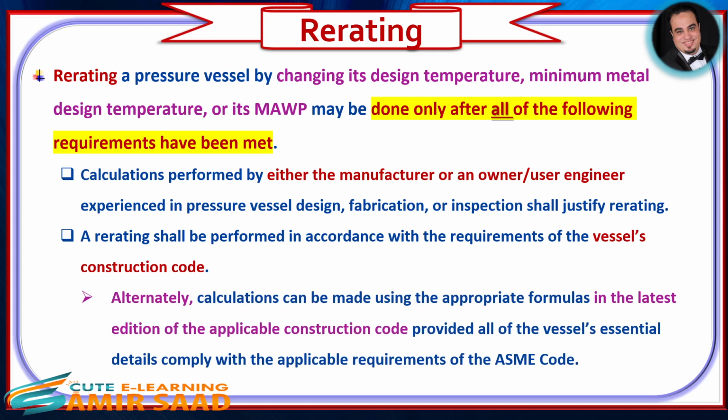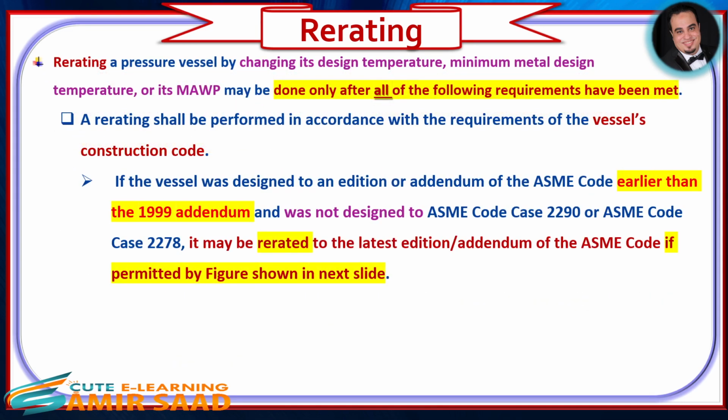Alternately, calculations can be made using the appropriate formulas in the latest edition of the applicable construction code, provided all of the vessel's essential details comply with the applicable requirements of the ASME code. If the vessel was designed to an edition or addendum of the ASME code earlier than the 1999 addendum, and was not designed to ASME code case 2290 or ASME code case 2278, it may be rerated to the latest edition and addendum of the ASME code, if permitted by the figure shown in the next slide.